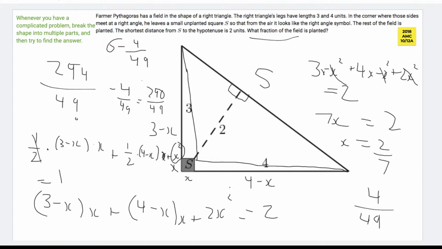That is the area of the region that is planted, but we want to find the fraction that is planted. So you divide this by the area of the entire region. 290 over 49 divided by 6, so we can just say times 1 over 6 since it's the same thing. You see 2 is a common factor, so it reduces. So 145 over 49 times 3, which is 147, and that is the answer. This shows the power of connecting vertices to other points, and then trying to break down the problem into multiple shapes, and then finding the answer.